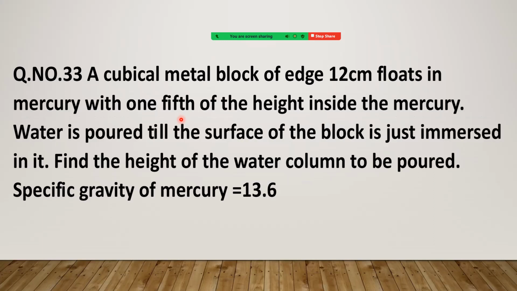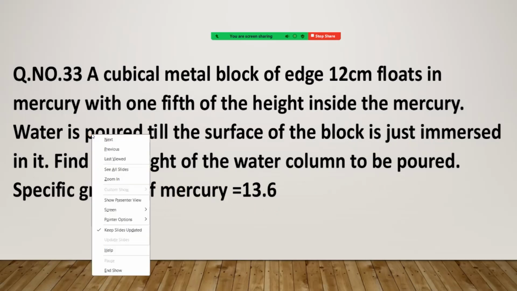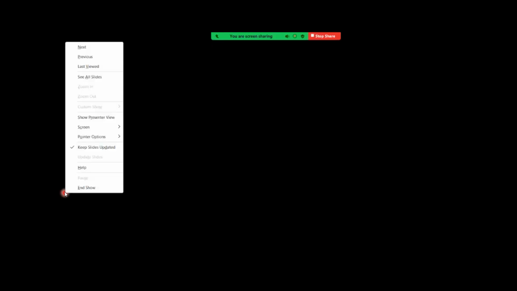Let's see the question given. A cubical metal block of each side 12 centimeter floats in mercury with one-fifth of the height inside the mercury. So your condition is one-fifth of the height inside the mercury. Water is poured till the surface of the block is just immersed in it. Find the height of water column to be poured. Okay. Given specific gravity of mercury 13.6. Let us see first what is the given data, then how to start it.